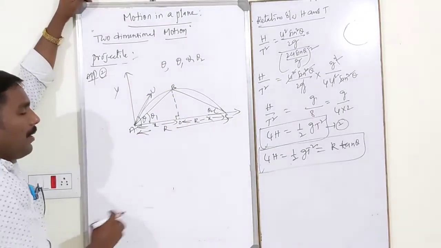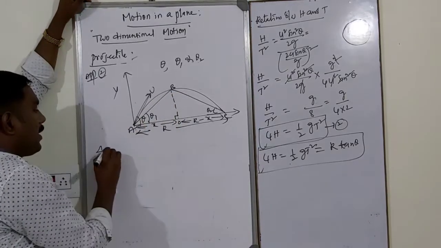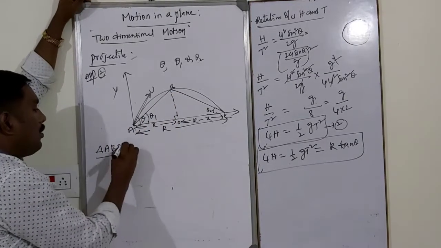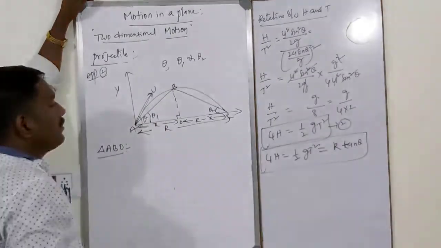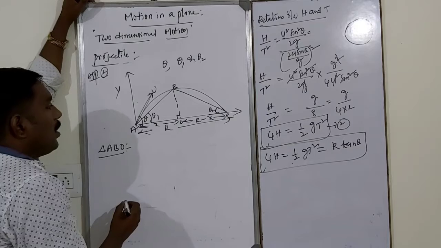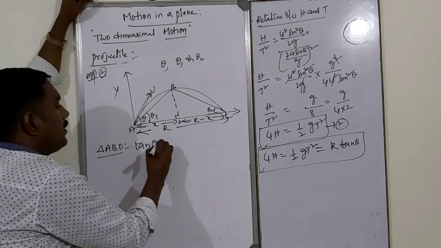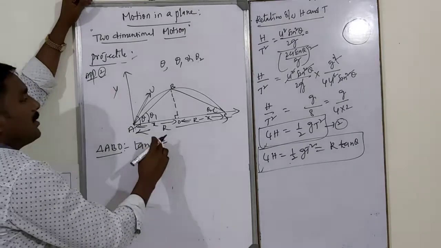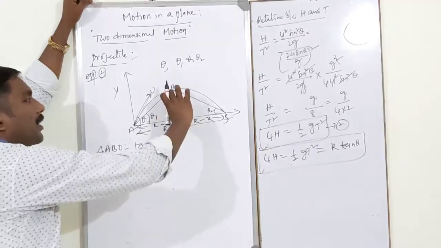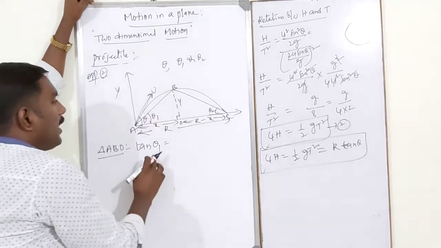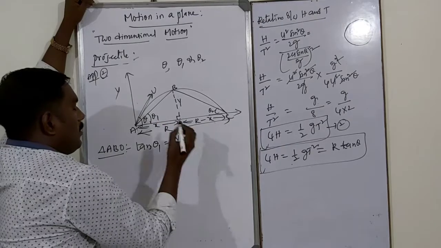So dear students, from this right angle triangle ABO, see, I will take tan theta. So tan theta 1 is equal to, this is the vertical displacement y, this is the horizontal displacement. Tan theta 1 is equal to opposite side y by adjacent side x. Y by x.